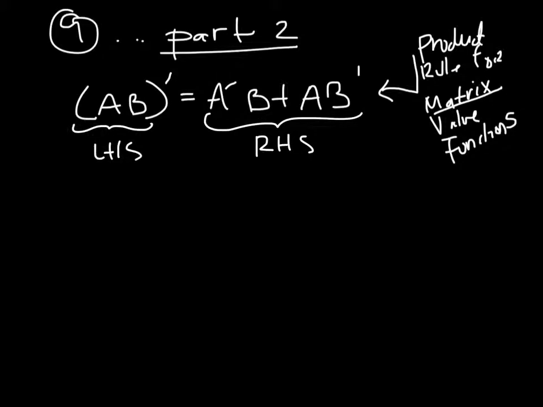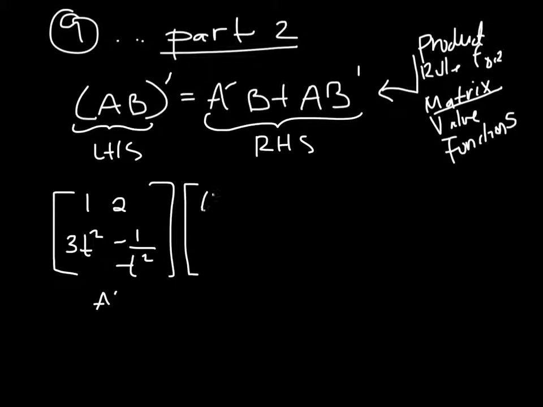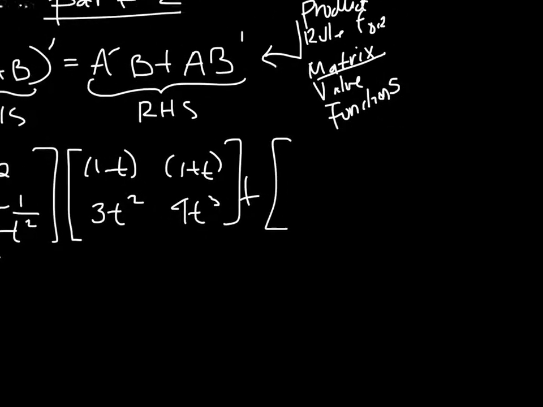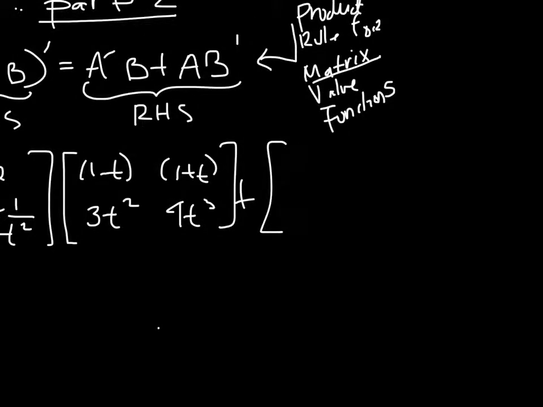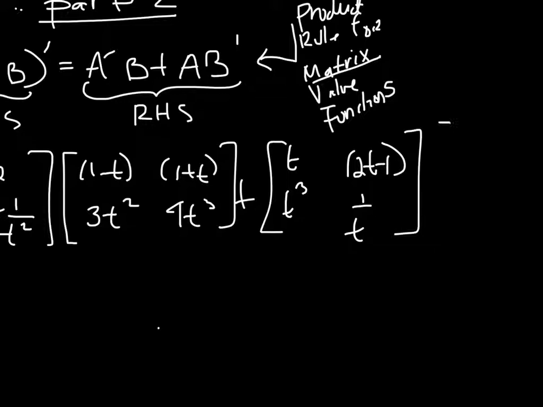In the first part, we found the derivative of A and B with respect to t. Let me write these out, and then we're going to multiply, and then we're just going to add. So we had 1, 2, 3t squared, minus 1 over t squared. That was A prime. And then we have our B: 1 minus t, 1 plus t, 3t squared, 4t cubed, plus the following. We had t cubed, 2t minus 1, 1 over t, and then our B prime was negative 1, 1, 6t, and negative 12t squared.